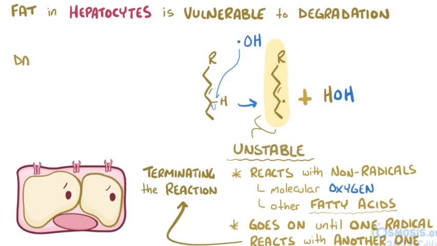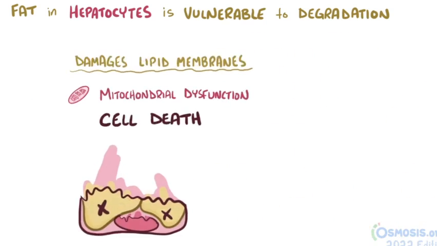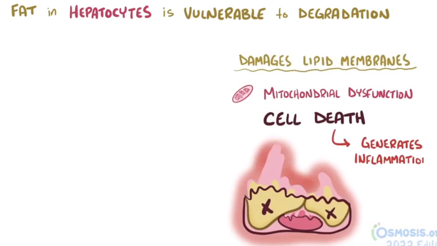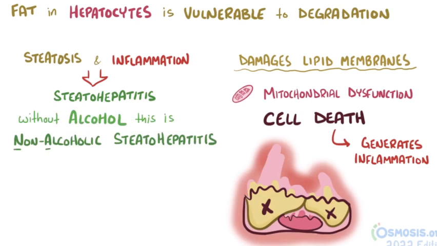This process damages lipid membranes, leading to things like mitochondrial dysfunction and eventually cell death. Cell death generates inflammation, and together the process of steatosis and inflammation is referred to as steatohepatitis. In the absence of alcohol, this is called non-alcoholic steatohepatitis, or NASH.